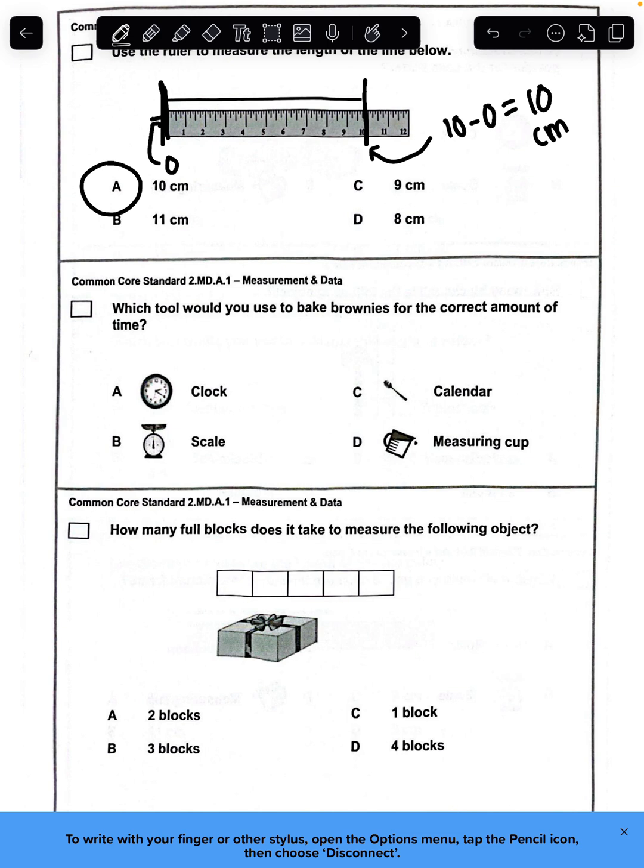Okay, next, which tool would you use to bake brownies for the correct amount of time? So here, the keyword we have to look at is amount of time. And I think they're trying to trick you because usually when you think of baking, you would think of a measuring cup, but that's not the case here. So instead, you would look at amount of time, and when you think of time, you would think of a clock or a timer. So the answer is A.